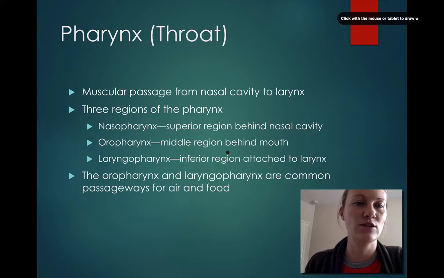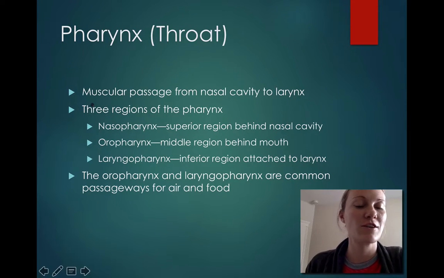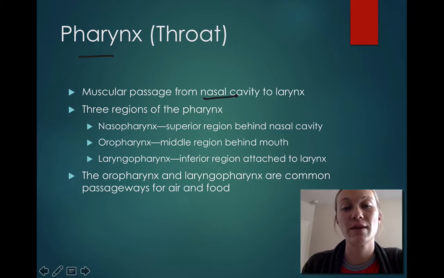Okay, so now we're getting into the pharynx. We're done with the nostrils, the nose, and the nasal cavity. Now we're into the pharynx, the next part. This is just a muscular passage from the nasal cavity to the larynx. It's kind of the in-between.